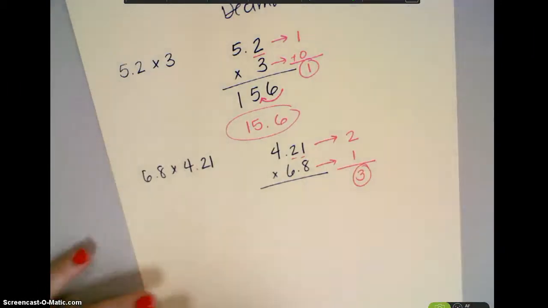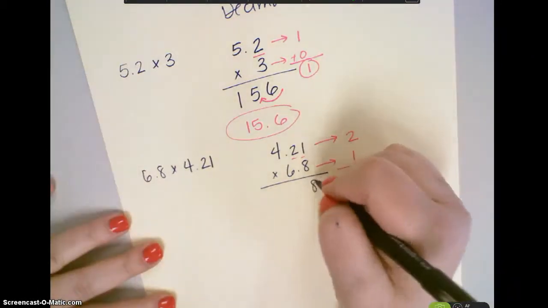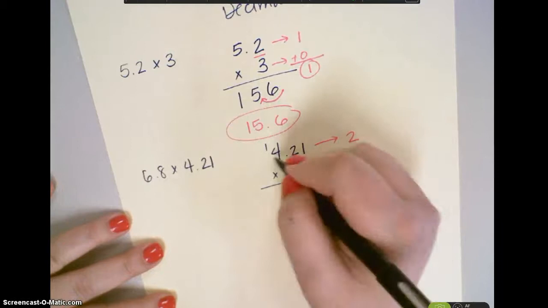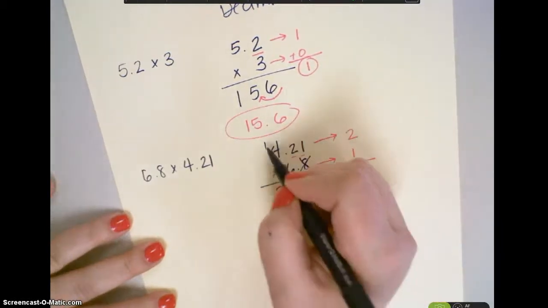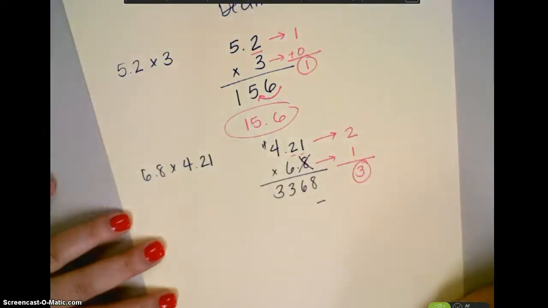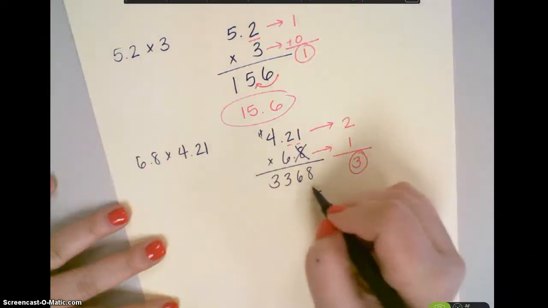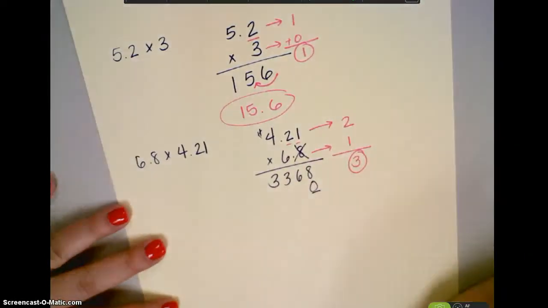Now I'm going to pretend like they're not there, multiply like normal. 1 times 8 is 8, 2 times 8 is 16, 4 times 8 is 32, plus 1 is 33. I'm done with this, and I'm skipping a place value, so I need to skip that one. So I'm going to put a 0 there, so I know to skip it.